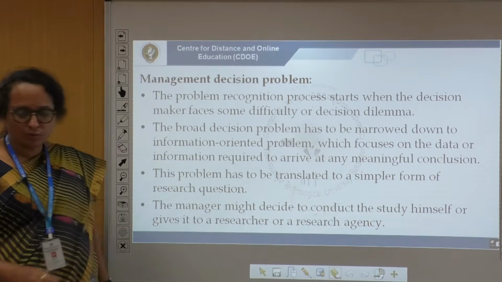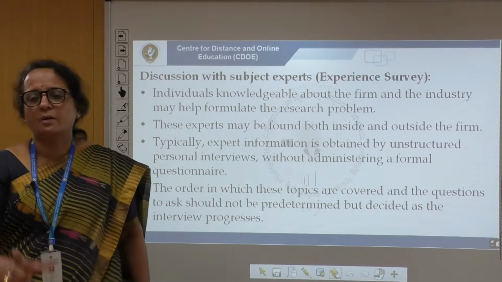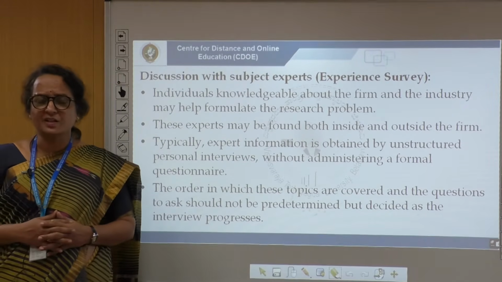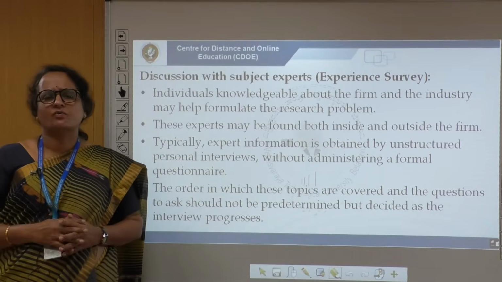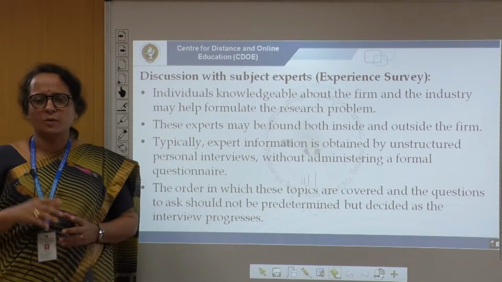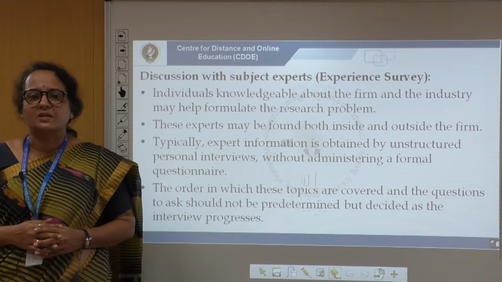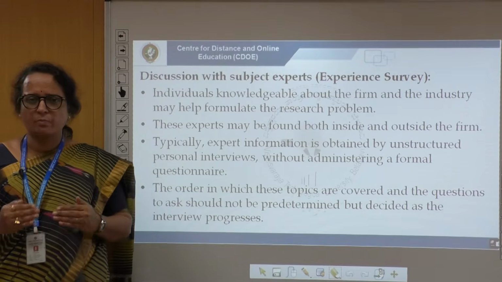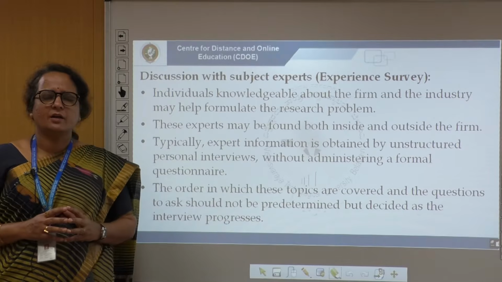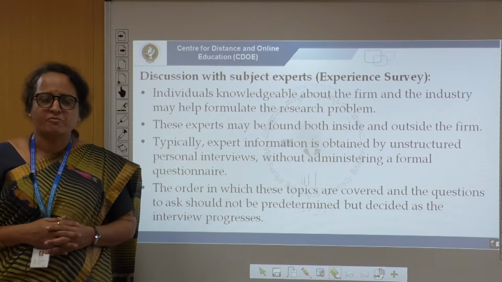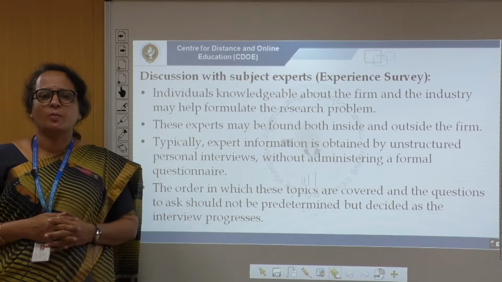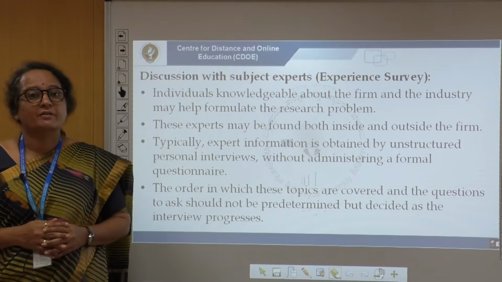So, I have just given you the fundamentals of the management decision problem. In order to understand the decision problem, as I have said, 4 or 5 important tasks are carried out by the researcher. One is thoroughly understanding the decision problem. Second, they discuss with the subject experts. The research team will visit the organization and first try to understand the nature of the decision problem faced by the decision makers. In order to thoroughly understand the nature of the problem, they discuss with the subject experts.